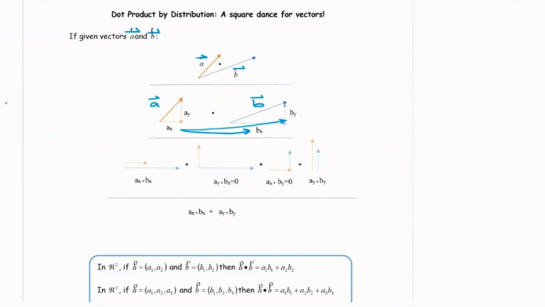However, when you do AX times BY, it has no direction that's the same. So it's going to cross out and go to 0. The same is true for AY and BX. Here, it's going to go to 0. But AY and BY, when they multiply, they're both going in the same direction. So that's good. We're going to get a quantity for that. So essentially what this means is our dot product will be the multiplication of AX and BX components, adding to the multiplication of AY, BY components.